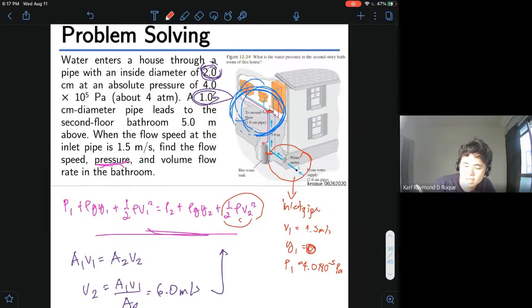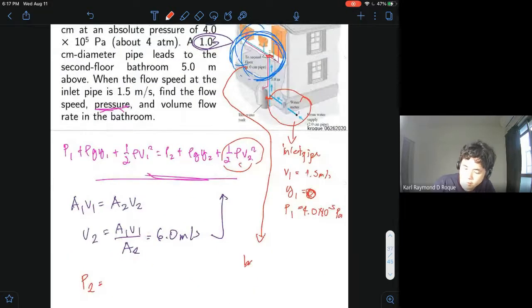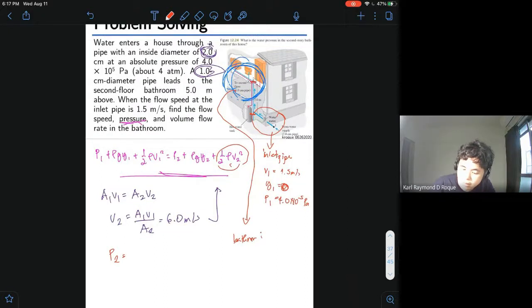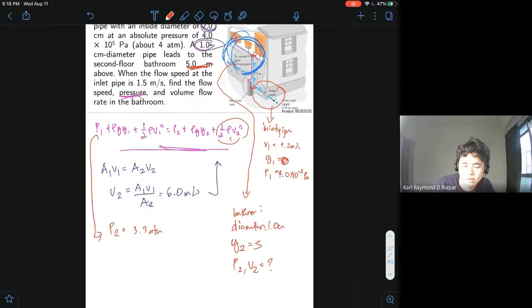Tapos, let's summarize ano yung mga properties na meron dito sa bathroom, para lang gets nyo what is in the problem. Diameter of the pipe, 1.0 cm, y2 equals 5. Ito kasi, y2 equals 5. P2, V2 unknown. Yun ang given sa'yo. So, P2 is 3.3 atmospheres. Substitute dito. I can't write everything, sorry.